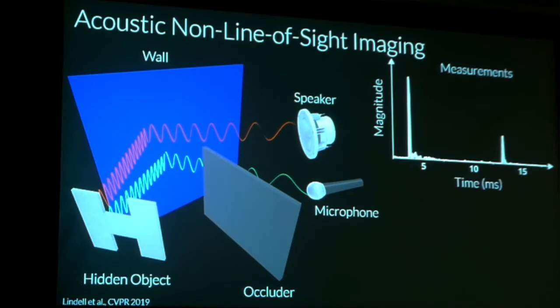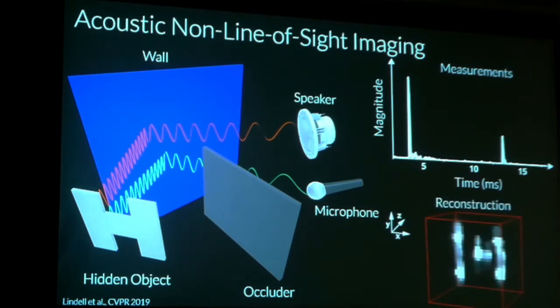Measurements that we capture are pretty similar. We get peaks from both the wall and from the hidden object. But in this case, we're not dealing with picoseconds. We're in milliseconds because the speed of sound is only 340 meters per second versus 300 million meters per second. And it turns out that we can still reconstruct the 3D geometry of these objects.